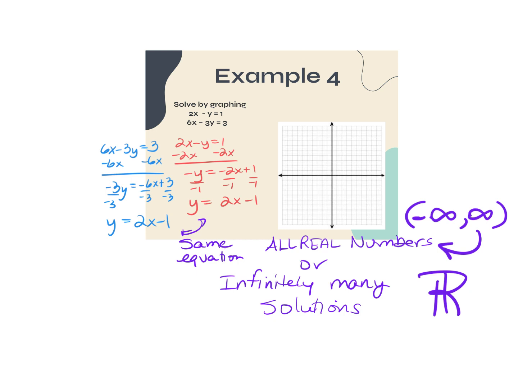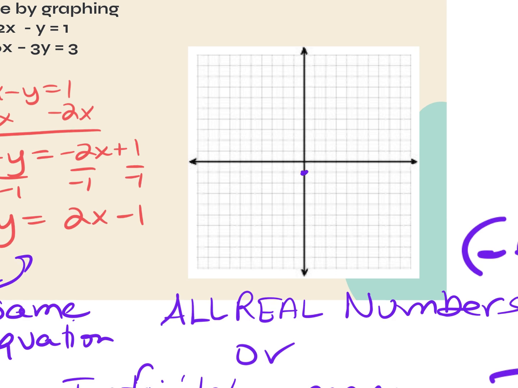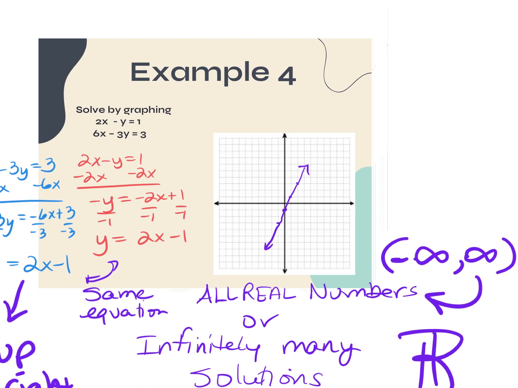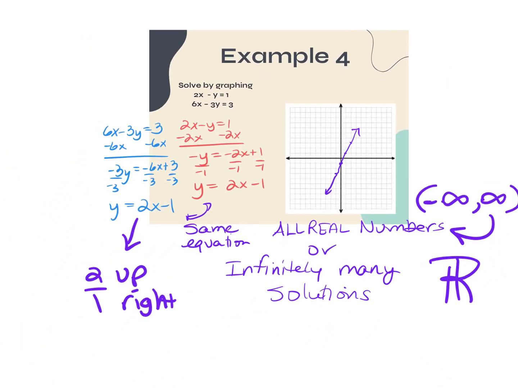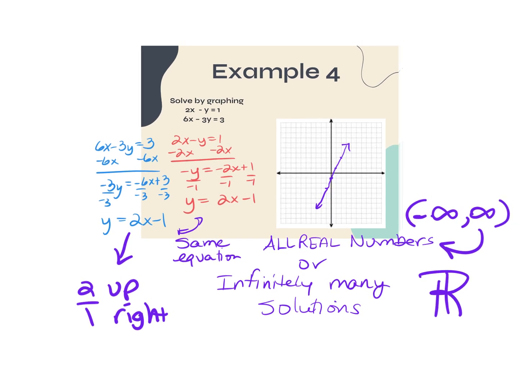I only have to graph it once because it's the same line. So again, here my slope is 2/1. So I'm going to go up 2 and to the right 1, starting at -1. So when I zoom in here, -1, up 2, and to the right 1. And then I just graph it once because it's exactly the same line for both equations. So every single point is the same, and that's why it's infinitely many solutions, or all real numbers.